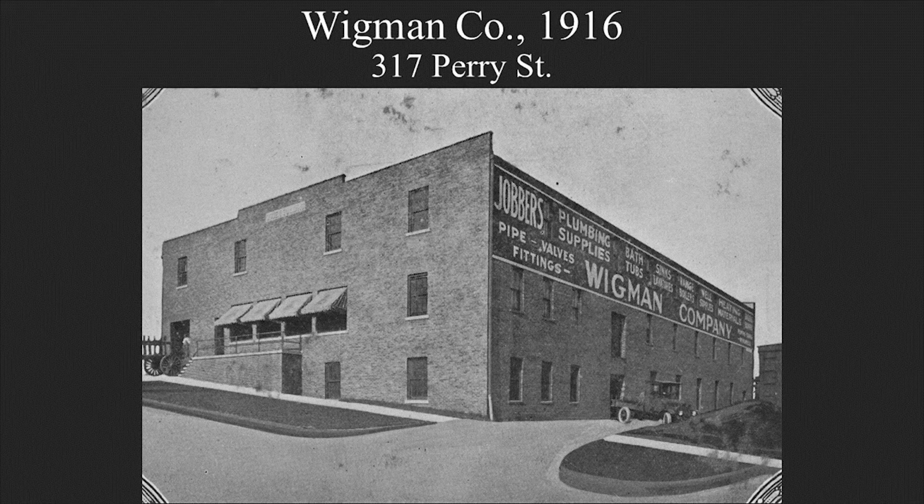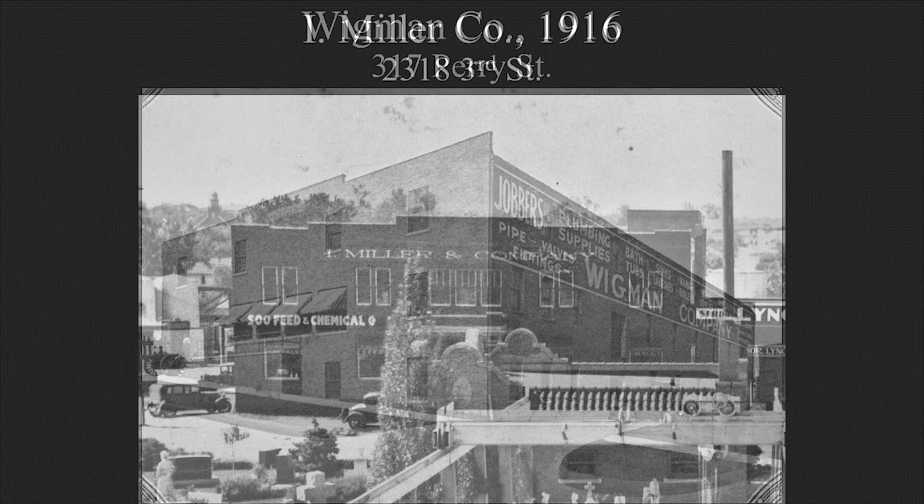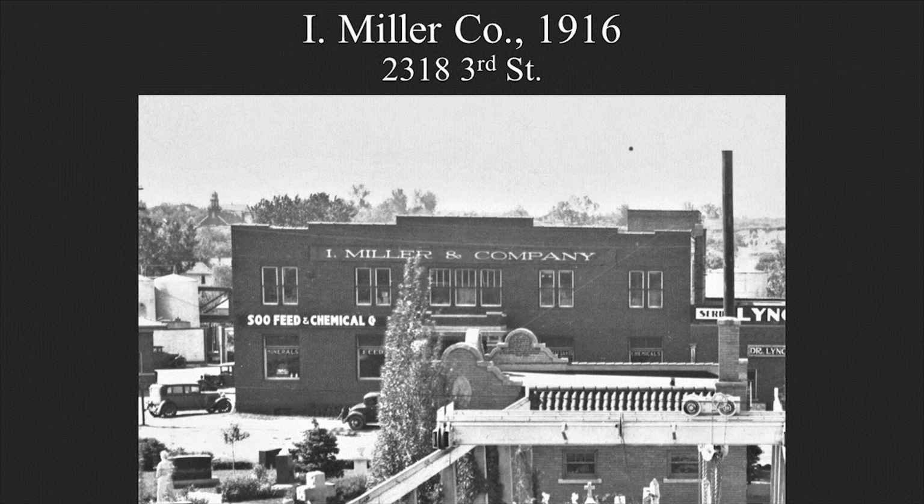Wigman Company, wholesaler of plumbing supplies, started in 1916 and moved into this structure where they're still located at 317 Perry Street. The Isaac Miller Company started in 1916 and was located at 2318 3rd Street.